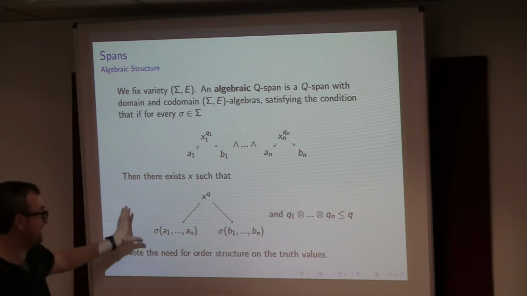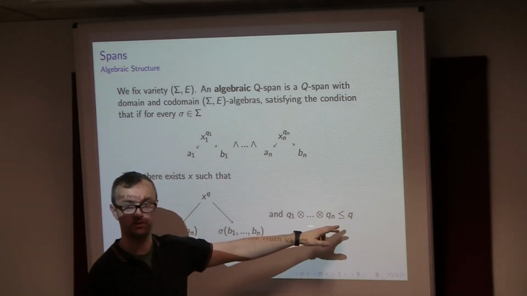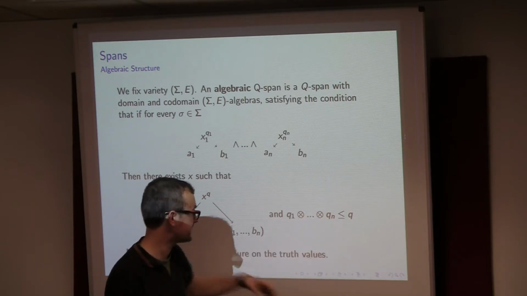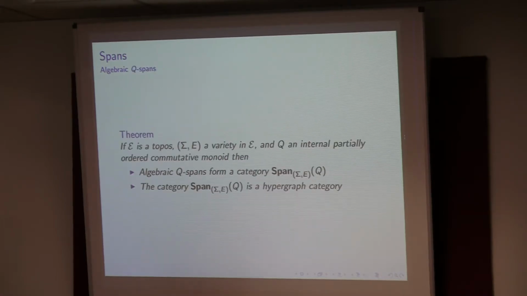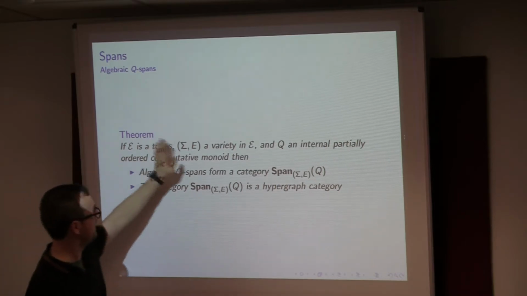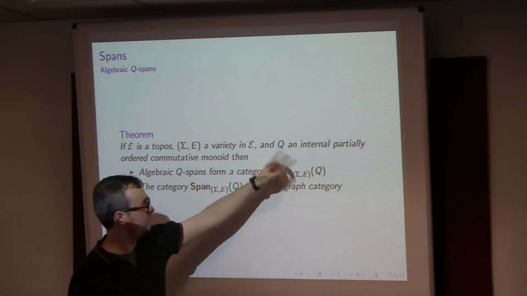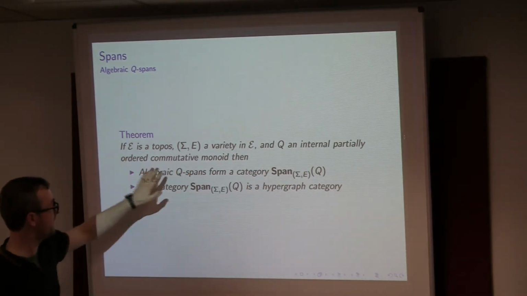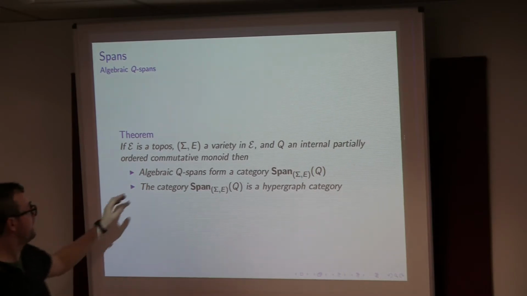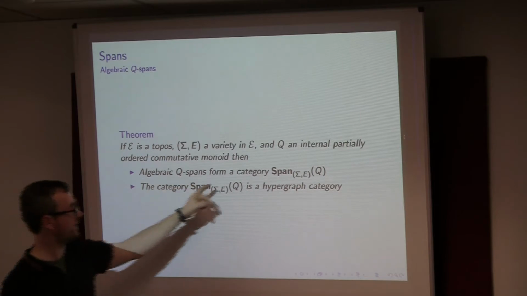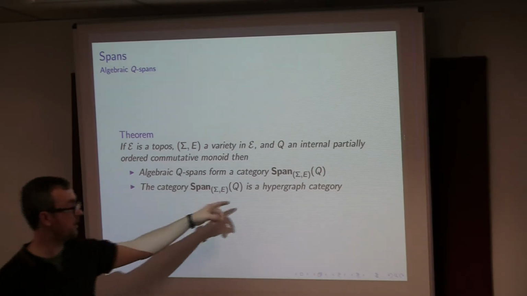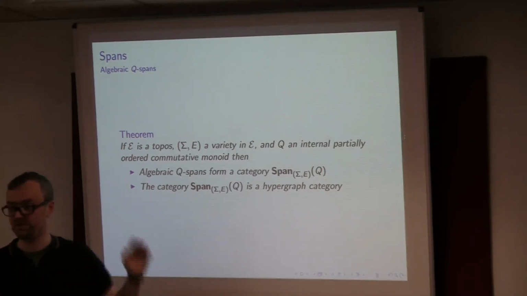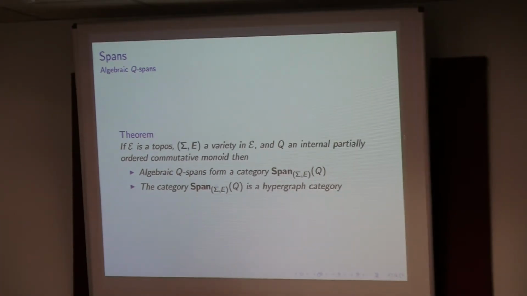And at this point we notice that, well, we can't even say this without having some order structure, at least on our monoid, otherwise this wouldn't make sense. So we're going to need partially ordered monoids, so you managed to land on that one. Everything gets mentioned at some point earlier in the day. So if we have a topos and variety in that topos, and Q, which is an internal partially ordered commutative monoid, so again this commutativity always seems to be essential, then our algebraic Q spans form a category of spans with the relevant parameters, and this category of spans is a hypergraph category again. So this is another generalized relations construction that allows us to cook a hypergraph category.